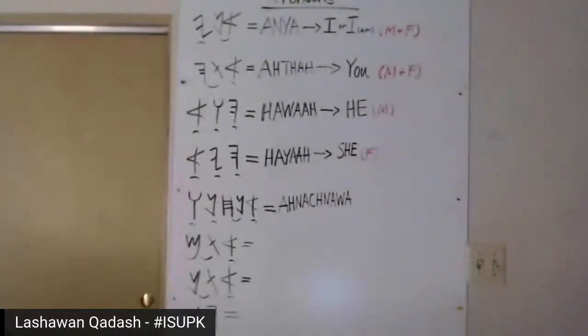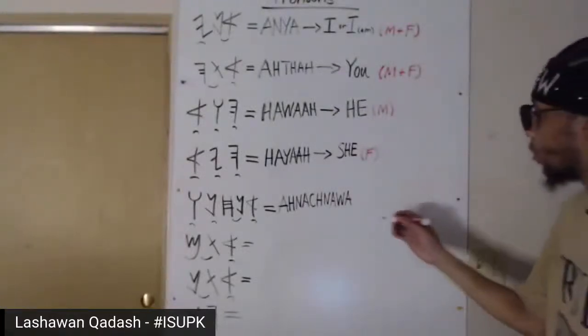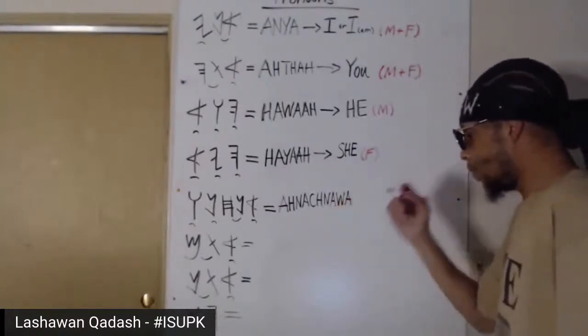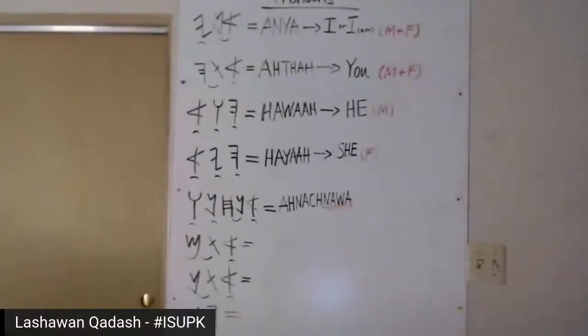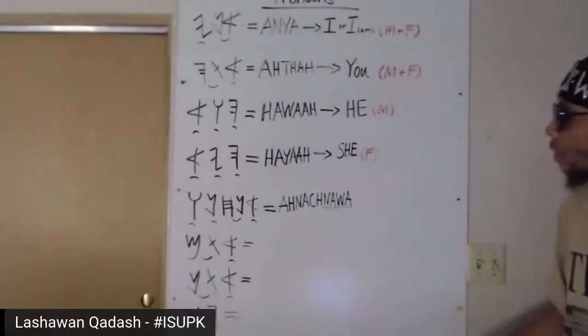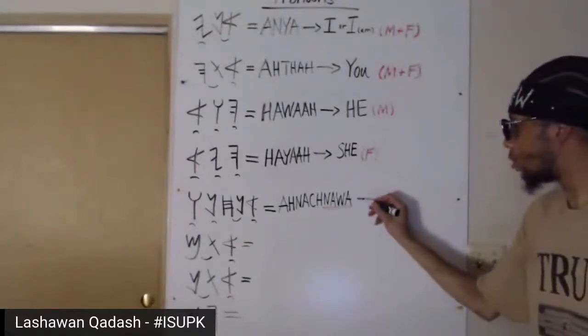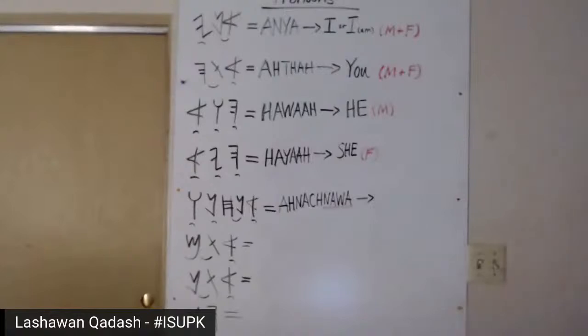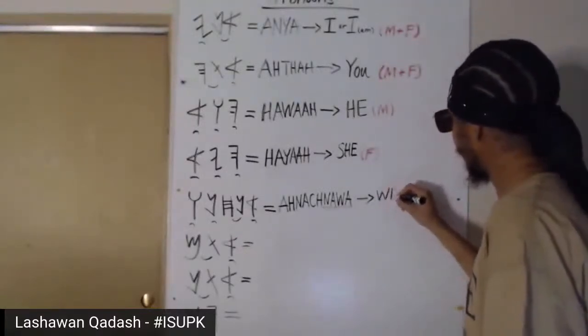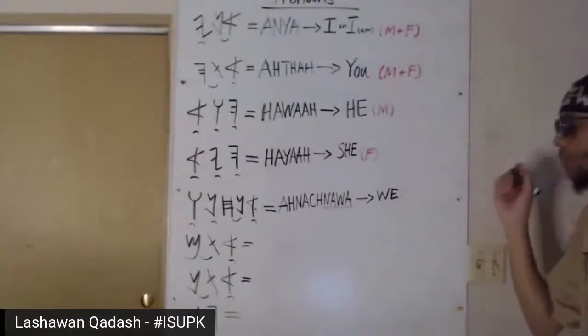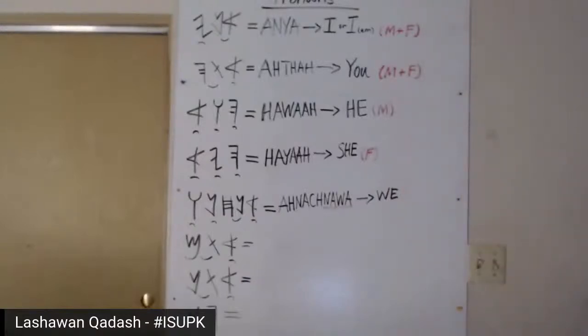Now let me show you something though. Although this is one word, this right here is a word by itself as well, okay? Or at least it can be, which it is. And what does this word mean? The word means we. It means we, as a whole, as a group.